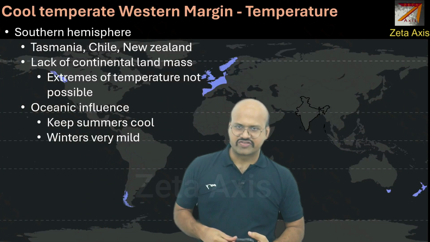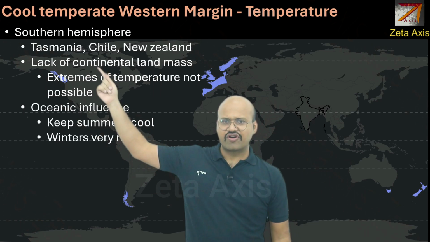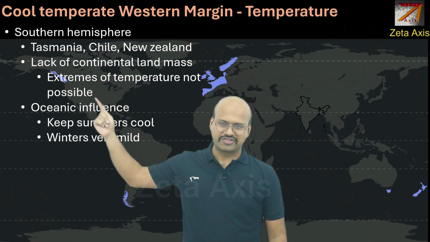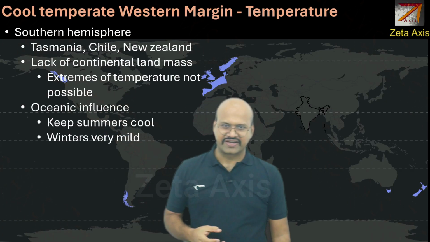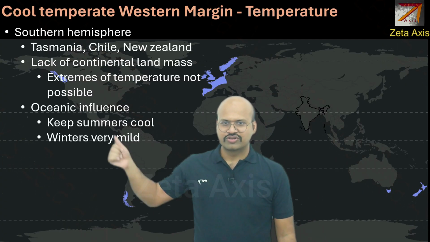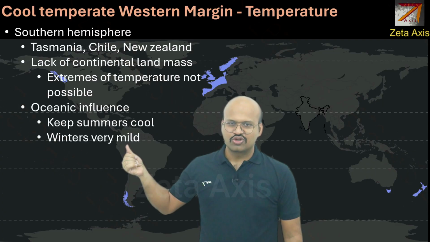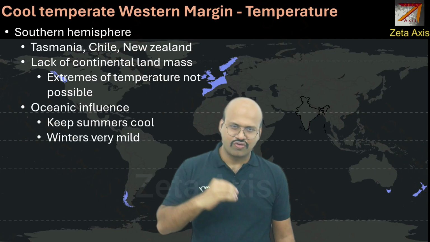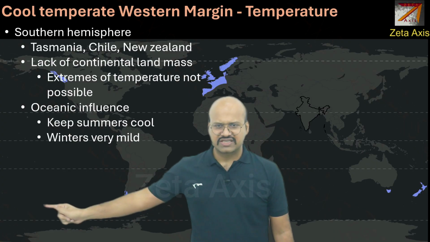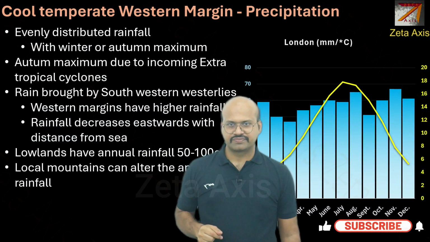Now in the southern hemisphere, we have Tasmania, Chile and New Zealand. And there is a lack of continental landmass over here. Therefore, extremes of temperature are not possible because the maritime effect, that is the effect of the oceans, will reduce the temperature. Oceanic influence keeps summers cool and winters very mild. So in winters also the temperature will not go very far below 0 degrees Celsius. That is why, for such a high latitude, it has a very pleasant atmosphere.